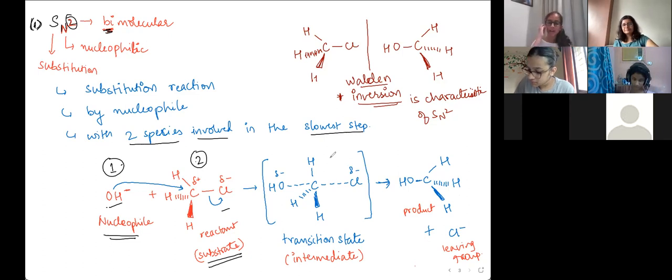Miss, if we carry out this particular reaction and you get the compound, whether OH is on the right side or left side, the compound is still going to look the same. So how do we know that it flipped? That's a very good question. So why is Walden inversion important? That is what we'll be discussing next.